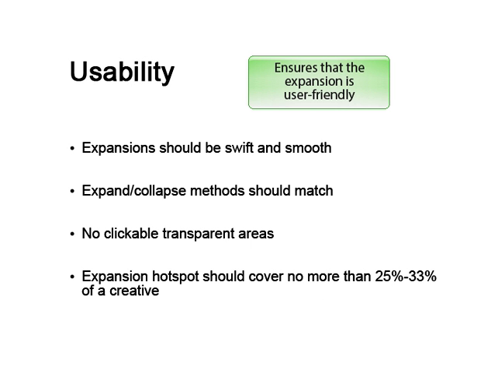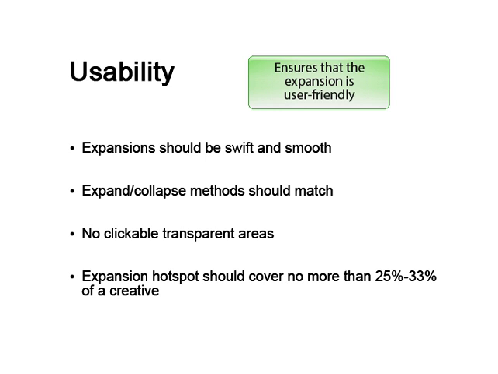This means that each expansion and collapse should happen quickly and smoothly. The expand and collapse methods should also be identical. For instance, if the creative expands upon a mouse over, it should collapse upon mouse off. And if an ad is a click to expand, it should collapse by clicking the close button.